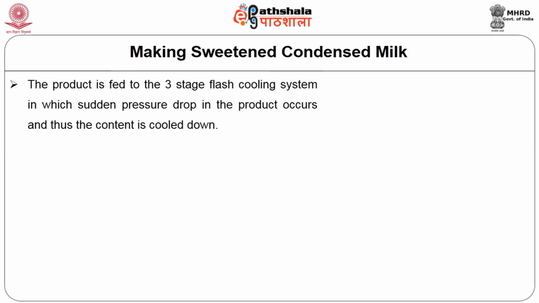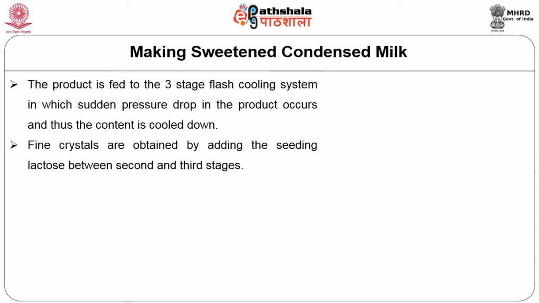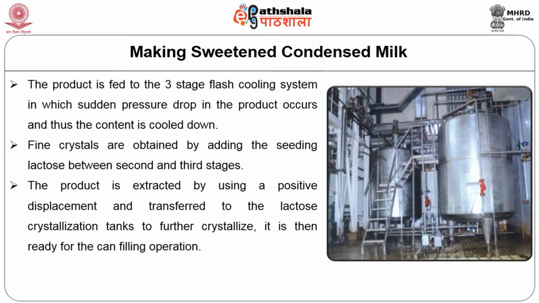The sweetened condensed milk is fed to the 3-stage flash cooling system, in which a sudden pressure drop in the product occurs and thus the content is cooled down. Fine crystals are obtained by adding the seeding lactose between the second and third stage. The product is extracted using a positive displacement pump and transferred to the lactose crystallization tank for further crystallization. After the lactose crystallization, you will get sweetened condensed milk.